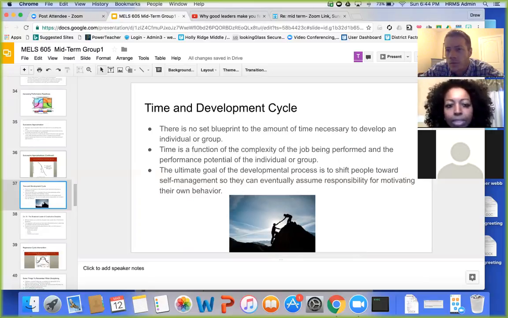It says time is a function of the complexity of the job being performed and the performance potential of the individual or the group. The ultimate goal of the developmental process is to shift people towards self-management so they can eventually assume responsibility for motivating their own behavior. I mean, we're trying to grow leaders. Leaders growing leaders. That's how I kind of see it. You want to grow teacher leaders in your buildings, and you want them to be, like Drew said, intrinsically motivated. You might start out with the reward system, whatever, but you want to hopefully get them to the point where they are motivated within themselves.